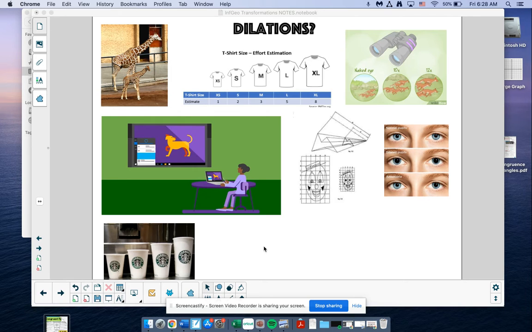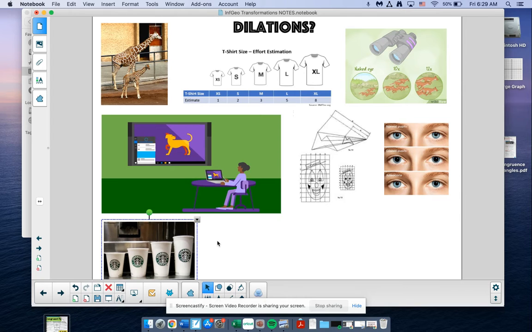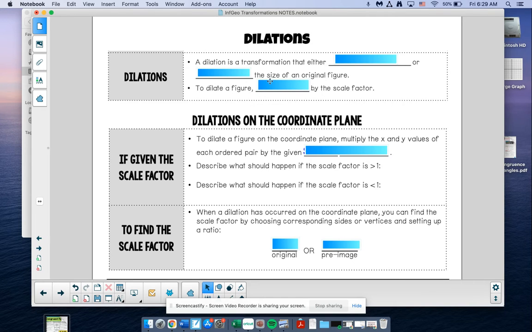Now, a dilation either enlarges something or shrinks it. Do you guys see all these Starbucks cups are the same, but there are different sizes? That's a dilation. A dilation is a transformation that either enlarges or reduces the size of an original figure. In order to dilate, you multiply by the scale factor.